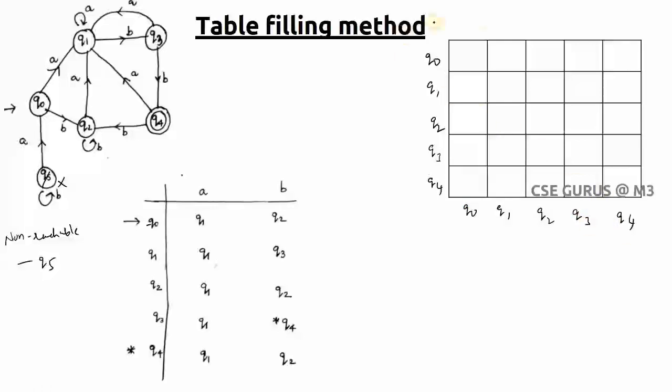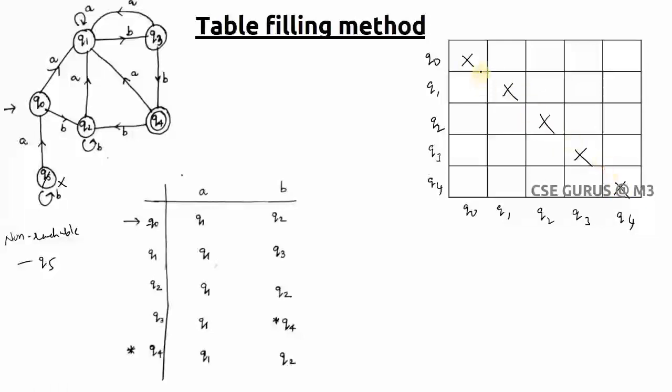Now no need to take all the cells. Here the logic is, first you take the diagonal. So this is the diagonal. What is the cell name? Q0, Q0. So Q0 to Q0 no need to find, so you cross it. Q1 to Q1, Q2 to Q2, Q3 to Q3, Q4 to Q4.